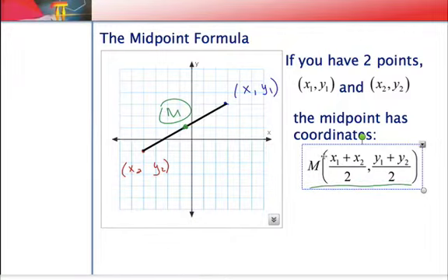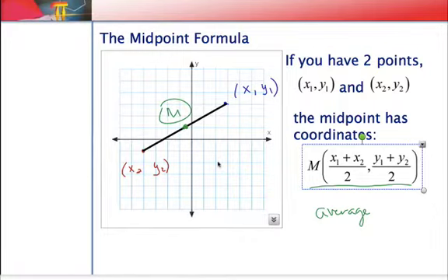So the new x-coordinate will be x1 plus x2 over 2. The new y-coordinate will be y1 plus y2 over 2. It's like finding the average of each of the coordinates. So we find the average of the x-coordinates, that gives me halfway between my x's, and we find the average of the y-coordinates, that gives me halfway between my y's.